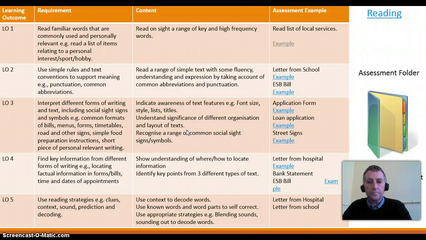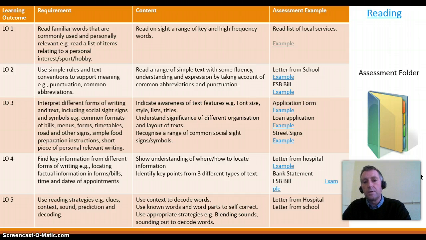under reading. They also have to read a letter from school, an ESB bill, read an application form, a loan application, street signs, read a letter from hospital, and also, same here, read an ESB bill. So there are a number of assessment briefs there.